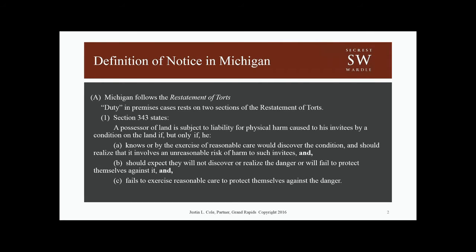Generally speaking, Michigan follows the restatement of torts. Duty in premises cases rests on two sections of the restatement. As seen on the slide here, Section 343 states, "A possessor of land is subject to liability for physical harm caused to his invitees by a condition on the land if, but only if, he A. knows or by the exercise of reasonable care would discover the condition and should realize that it involves an unreasonable risk of harm to such invitees, and B. should expect they will not discover or realize the danger or will fail to protect themselves against it, and C. fails to exercise reasonable care to protect them against the danger."